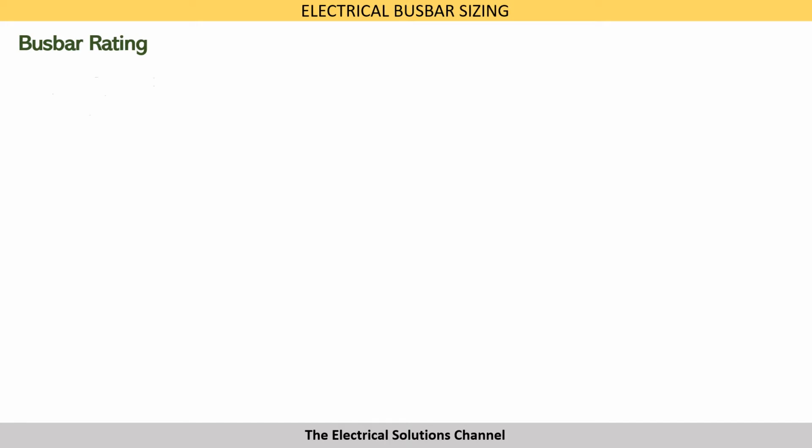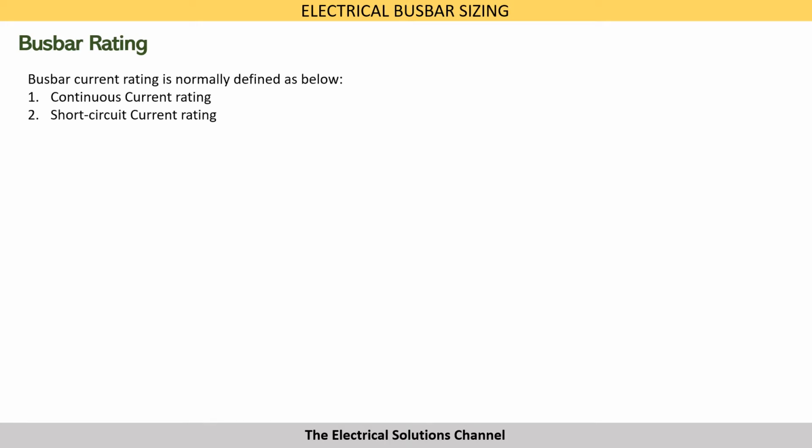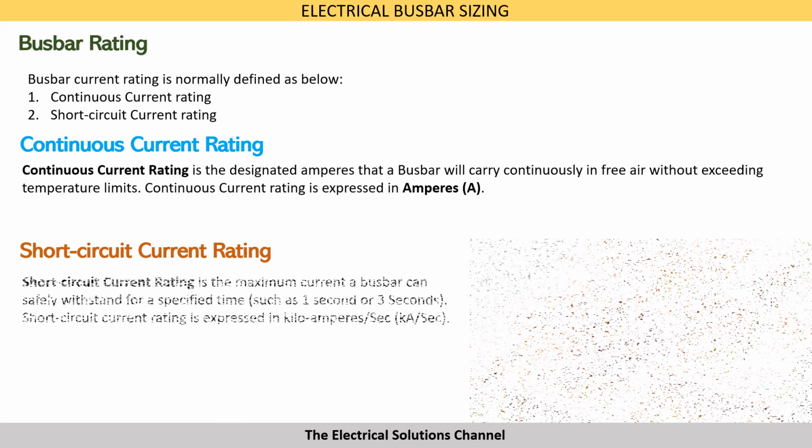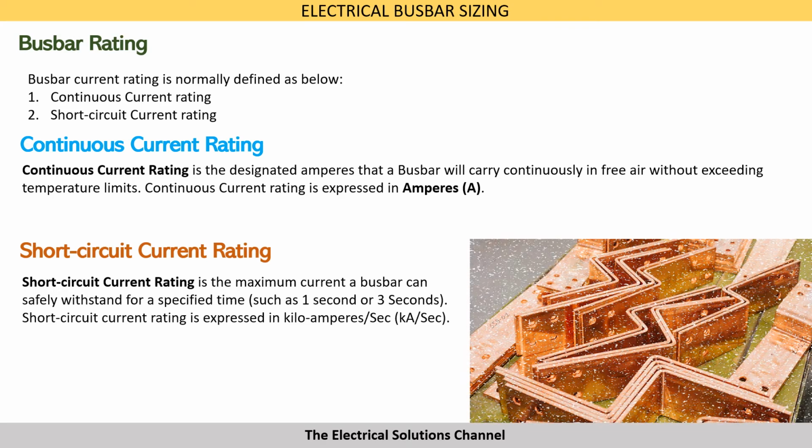Let us now understand how electrical busbar current rating is defined. Busbar current rating is normally defined as below: continuous current rating and short circuit current rating. Continuous current rating is the amperes that a busbar will carry continuously in free air without exceeding the temperature limits. Continuous current rating is expressed in amperes. Whereas the short circuit current rating is the maximum current a busbar can safely withstand for a specified time, such as 1 second or 3 seconds. Short circuit current rating is expressed in kiloamps per second.